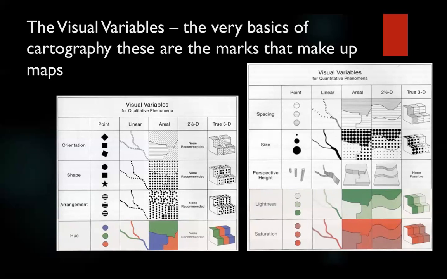The graphic from a well-used textbook here in this slide divides these into qualitative and quantitative visual variables. The ones on the left are those which are best for nominal and categorical data, while the visual variables on the right are those that are good with quantitative data, such as ordinal, interval, or ratio data, data that's represented either by numbers or by some sort of order, such as good, better, or best.